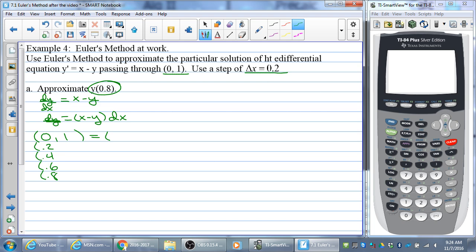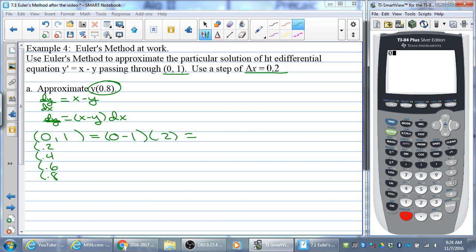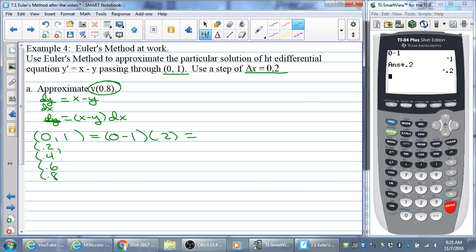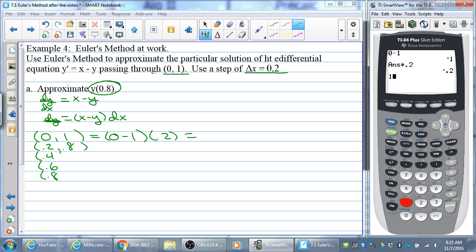Well, that's defined by x minus y. We have an x, 0. We have a y, 1. And we have dx, 0.2. So going from the first point to the second point, x changes by 0.2. I don't need a calculator for this, but 0 minus 1 times 0.2 means y decreases by 0.2. Well, 1 minus 0.2 is 0.8. So y just became 0.8.